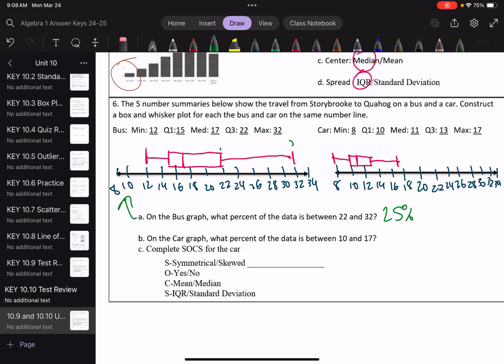On the car graph, what percent of the data is in between 10 and 17? So I've got to look at my car graph, which is up here. I've got 10 and I've got 17. Well, that's 1, 2, 3 of my quartiles. So that's going to be 75%.